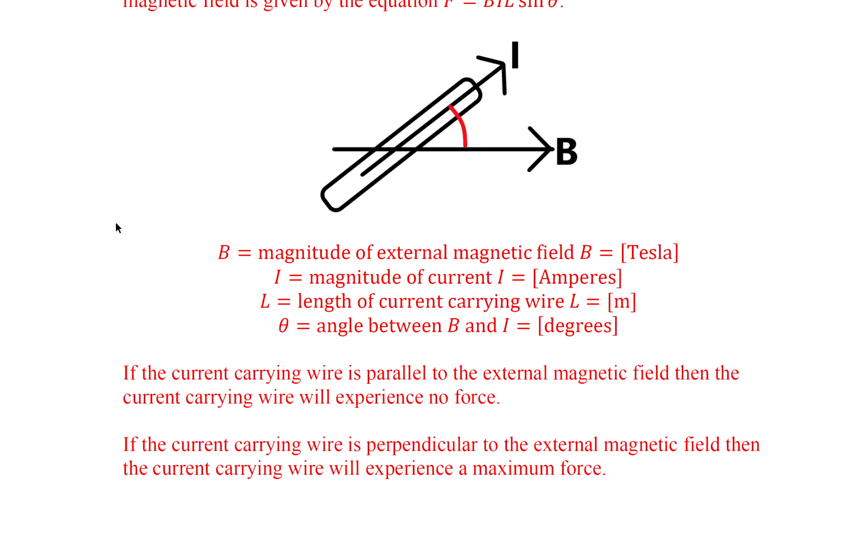And if the current carrying wire is perpendicular to the external magnetic field, then the current carrying wire will experience a maximum force, because the sine of 90 is 1.